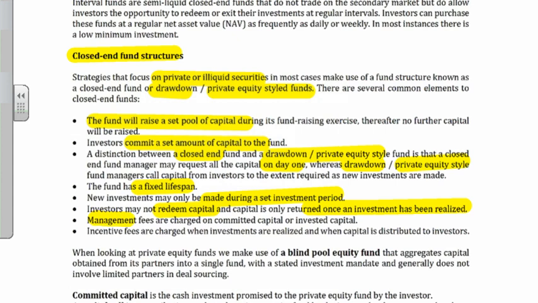Management fees, this is typical with a private equity type structure, are charged on committed capital. Sometimes it could also be on invested capital. And again, incentive fees are charged when investments are realized and capital is distributed to the investors.